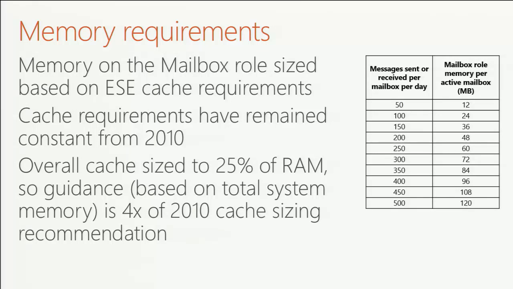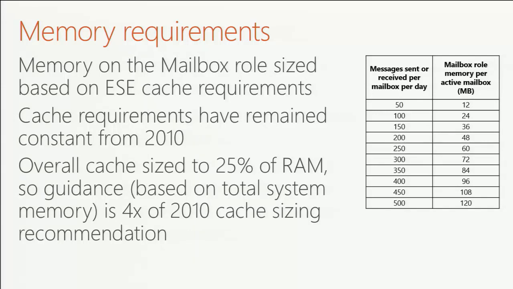So by using these numbers that are 4x what they were for 2010, we actually guarantee that we end up with the exact same amount of database cache per user for a given profile. We kept the database cache requirements the same from release to release, and these numbers ensure that we have that amount of database cache available. The other 3/4 of that memory is used for all the other components on the box, other than CAS, which I'll talk about in a second for those of you deploying multi-role, which is everyone.